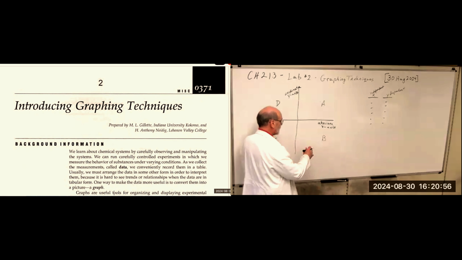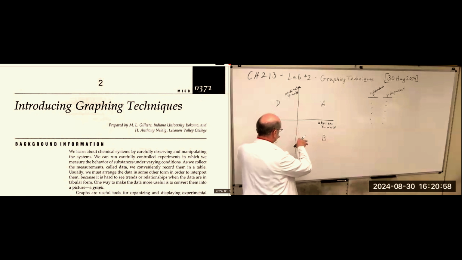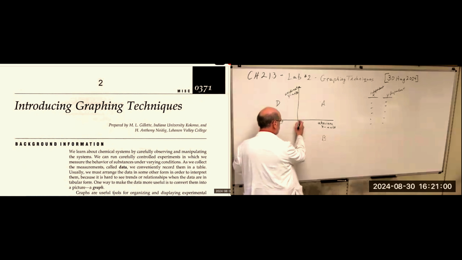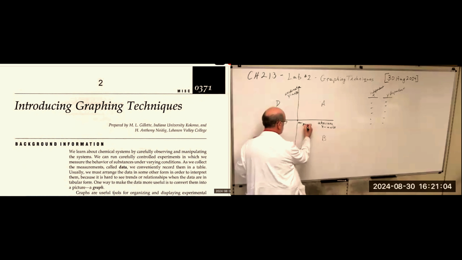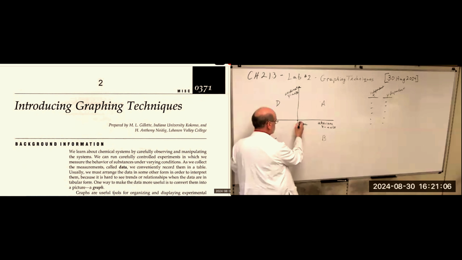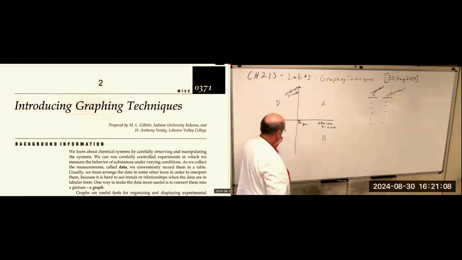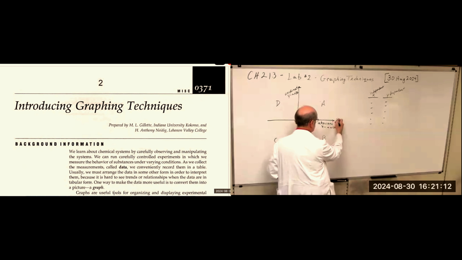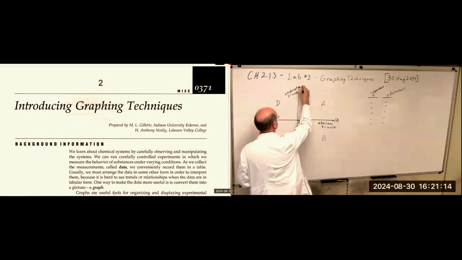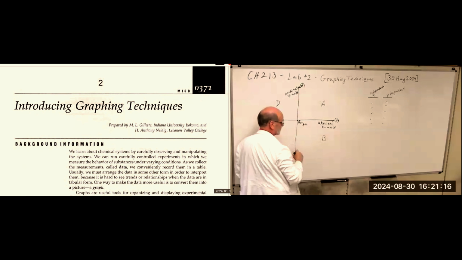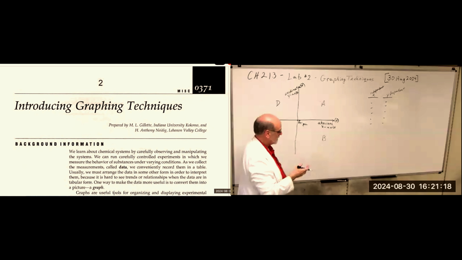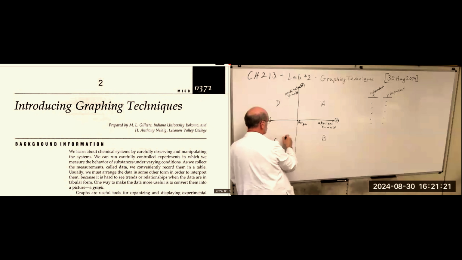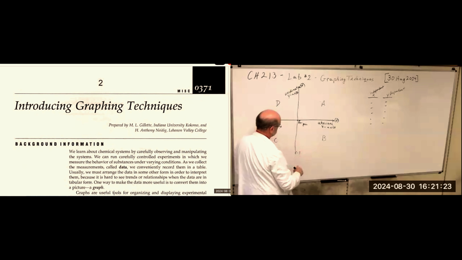Now, this point right here is called the origin. And for either line, this is the 0 point. So 0 going this way is positive, and going this way is positive. Positive values. Going this way is negative values, going this way is negative values.